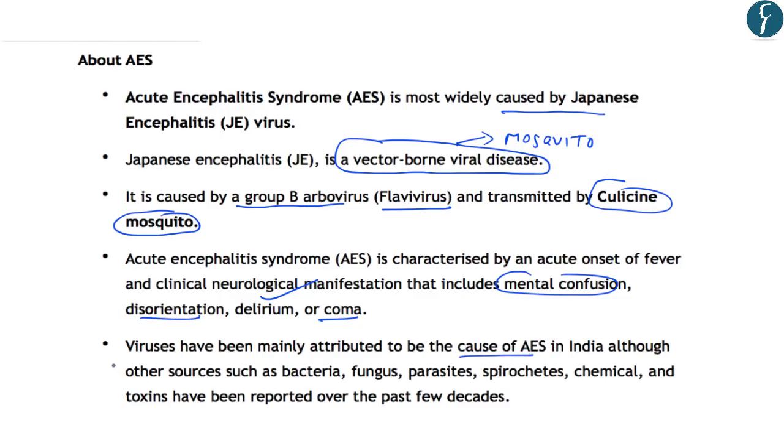However, there have been other sources also which have contributed to AES. These are bacteria, fungus, parasites, chemicals and toxins. So AES in India has been caused by both viruses and bacteria. Besides, fungus, parasites, chemicals and toxins have also contributed to AES.